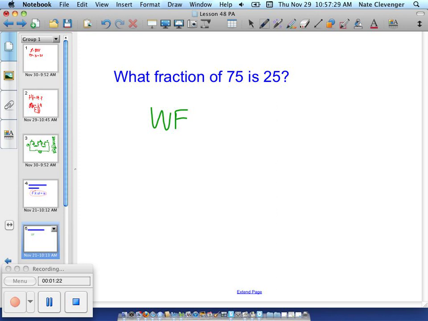The word "of" in math always means multiplication, or times. The word "is" in math means equals. So we start off by just taking the problem in word form and putting it into an algebraic statement using variables, numbers, and symbols.